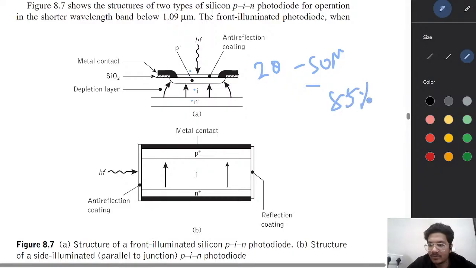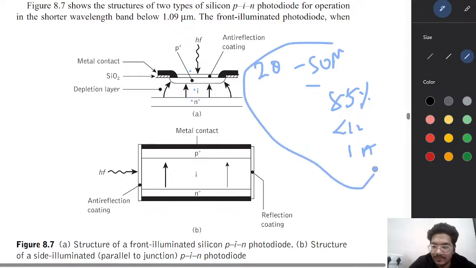To achieve 85% quantum efficiency, response time less than 1 nanosecond, and dark current of approximately 1 nanoampere, we use 0.8 to 0.9 micrometer operation. For the side illuminated pin diode, the light enters parallel from the junction side, giving very large absorption because the width is approximately 500 micrometers. It is extremely effective, with a near cutoff wavelength of 1.09.